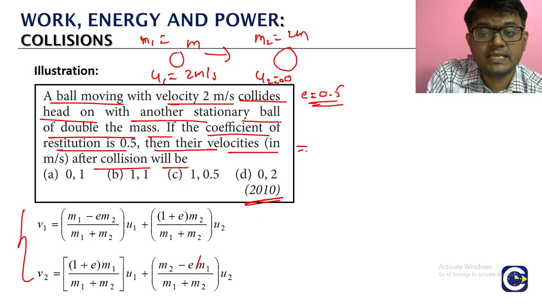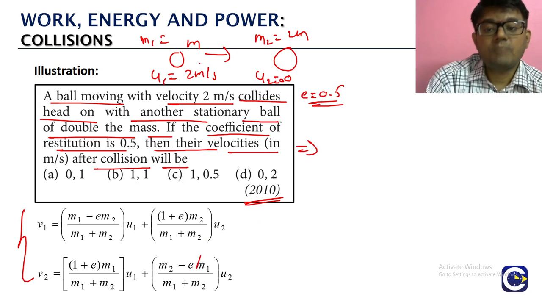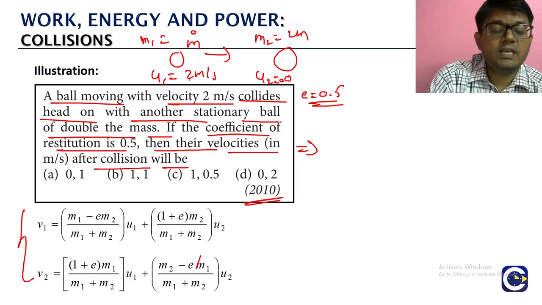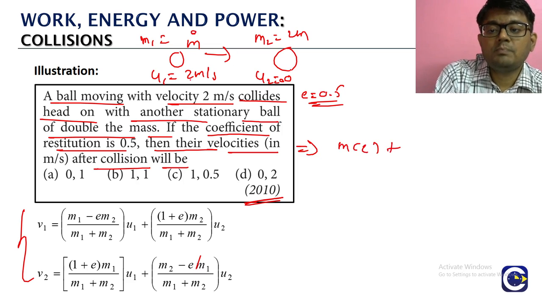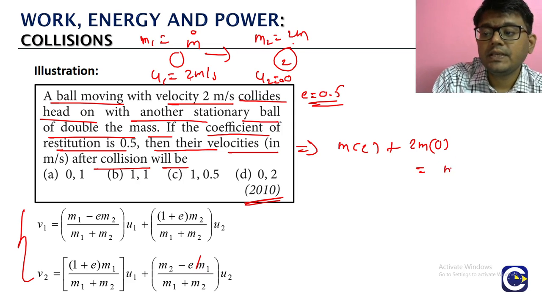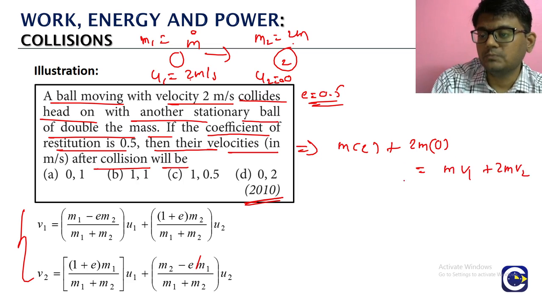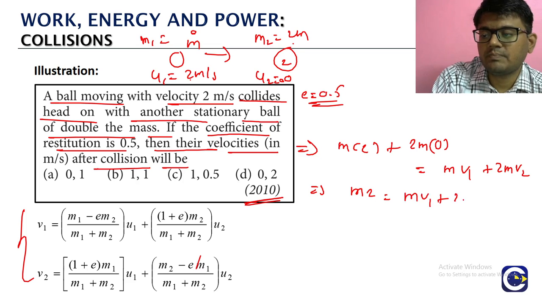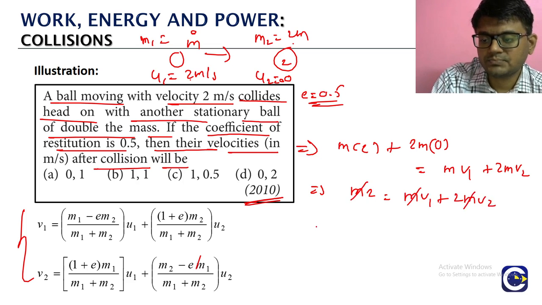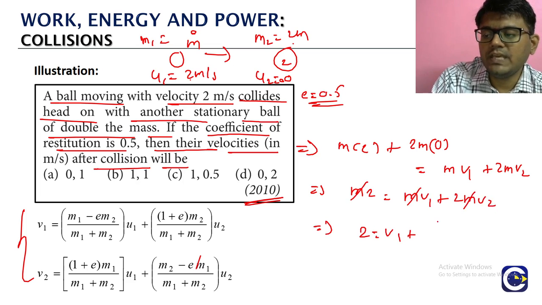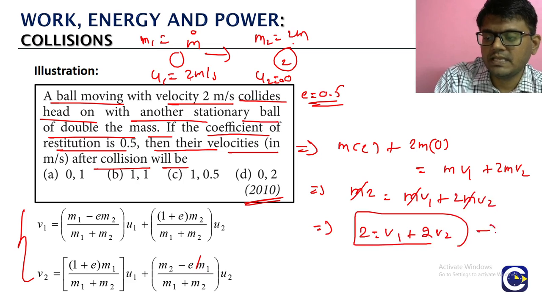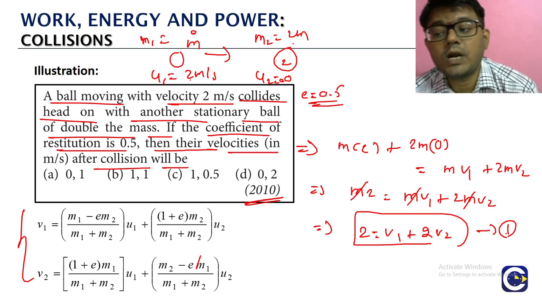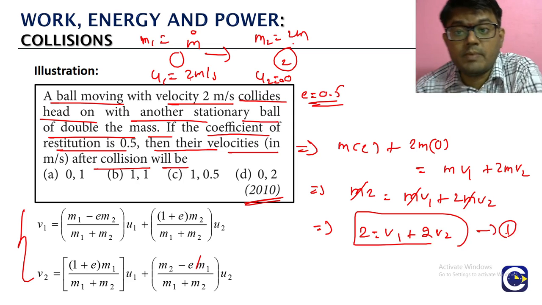The original approach is, first, the conservation of momentum principle. Particle 1 is having a velocity 2, so m into 2, and particle 2 is at rest initially, is equal to final momentum. Final momentum means m into v1 plus 2m into v2. So m into 2 is equal to m into v1 plus 2m into v2. Cancel m, we get 2 is equal to v1 plus 2v2. Take this as equation 1.